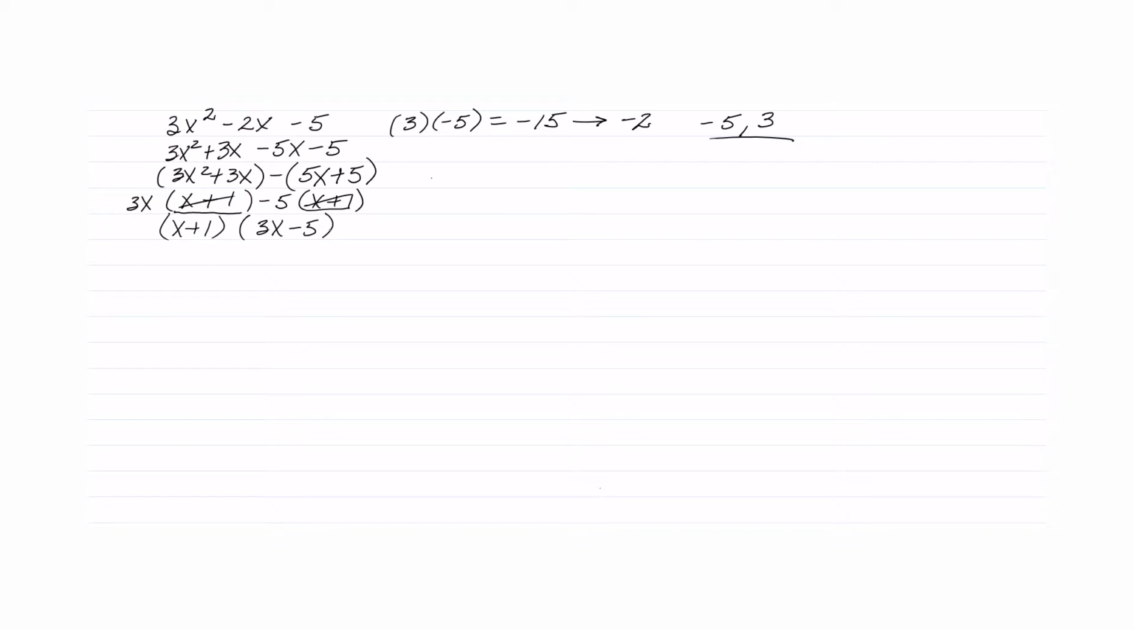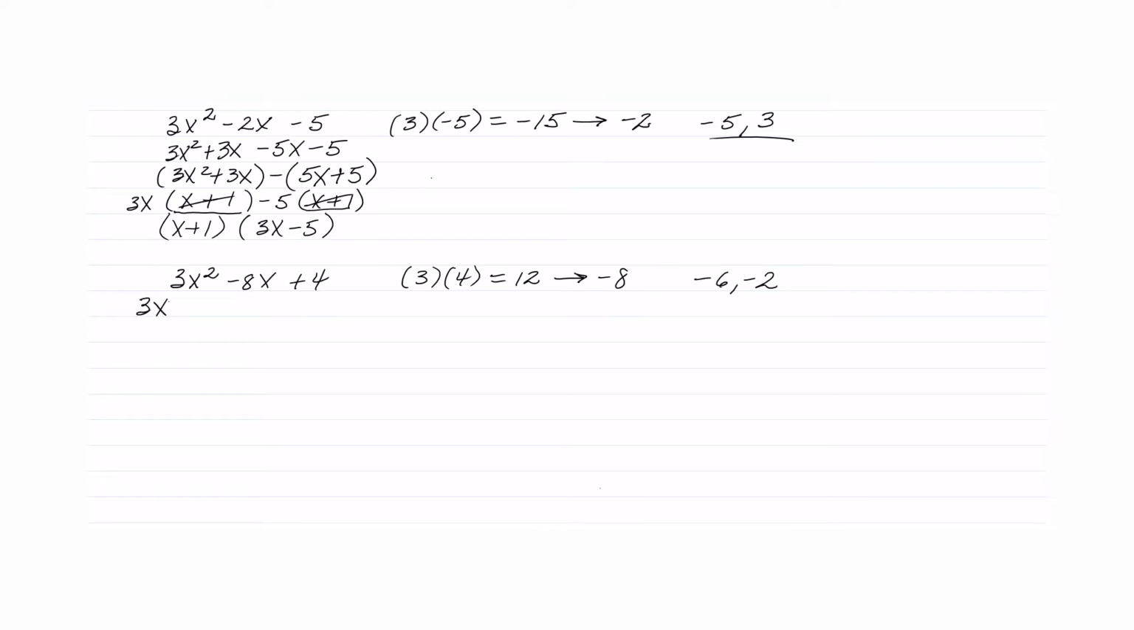Okay, let's try another one. So let's say that we had 3x squared minus 8x plus 4. We take our 3 times our 4. That gives us 12. So we're looking for the factors of 12 that add up to be negative 8. So I'm thinking negative 6 and negative 2.